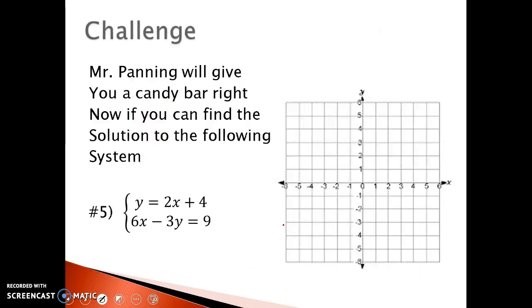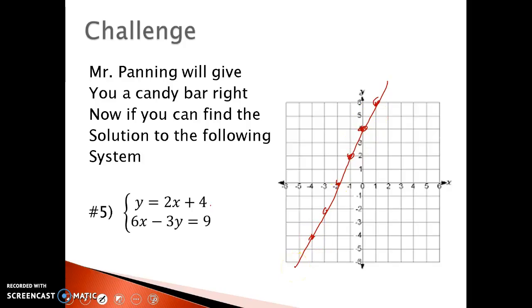Let's go ahead and look at this next situation. It says, Mr. Panning will give you a candy bar right now if you can find the solution to the following system. And so this is a different kind of situation that happens. The first equation is going to cross at 4. That's the y-intercept, and the slope is 2. So we're going to go up 2 and over 1, or down 2 and left 1. And all of these points are going to be on the graph.